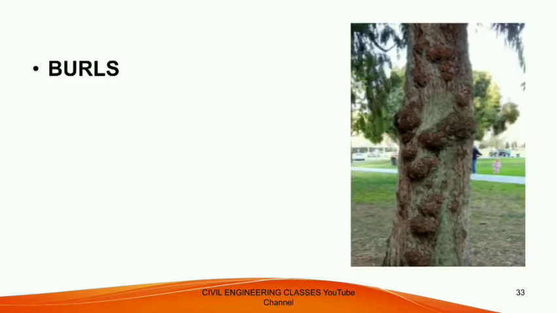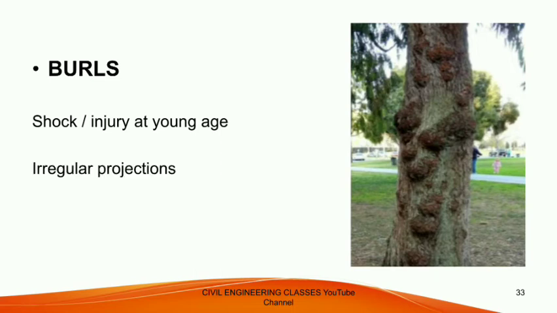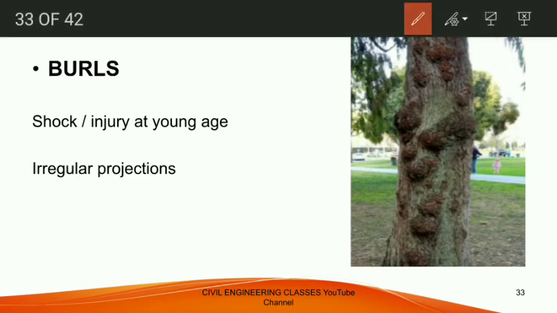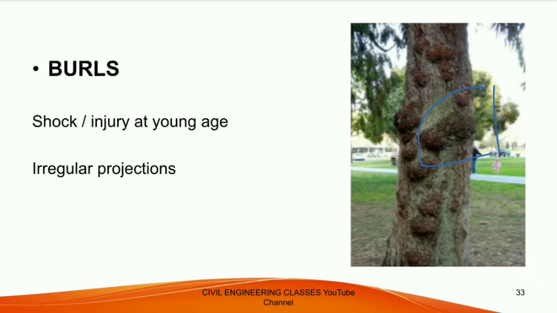Next type of defect is burls. They are due to the shock or injury at a young age that will lead to the irregular projected growth in the timber that we can see in the figure.